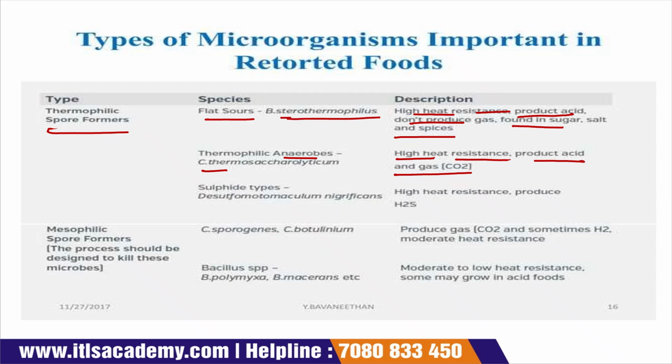Sulfide type, Desulfotomaculum nigrificans: highly heat resistant, produce H2S.